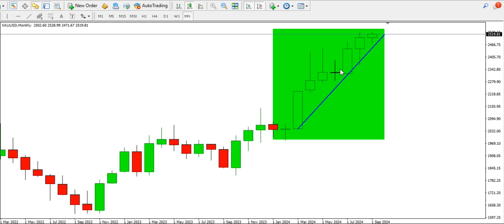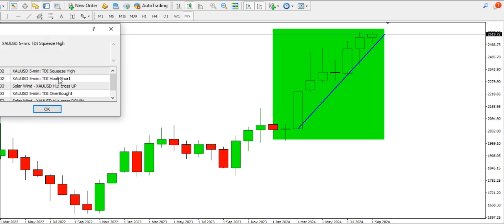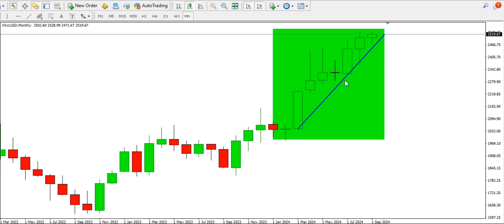So if you are looking to trade gold in the long run, look for buying opportunities on gold, as the presence of buyers is still very much on the monthly time frame.